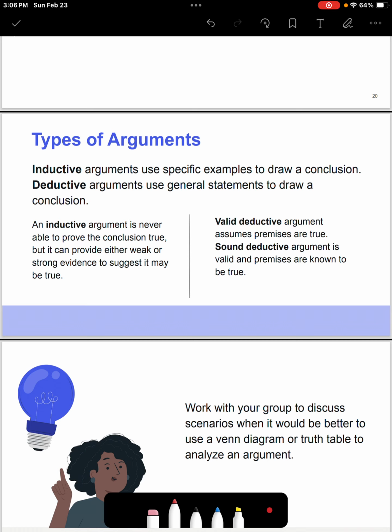Okay, so types of arguments. Inductive arguments use examples to draw conclusions. Deductive arguments use general statements to draw conclusions. An inductive argument is never able to prove the conclusion true, but it can provide either weak or strong evidence to suggest it may be true. For example, if it is cloudy, then it might rain. Valid deductive arguments assume premises are true. A sound deductive argument is valid and its premises are known to be true. That would be an example like 1 plus 1 is 2.